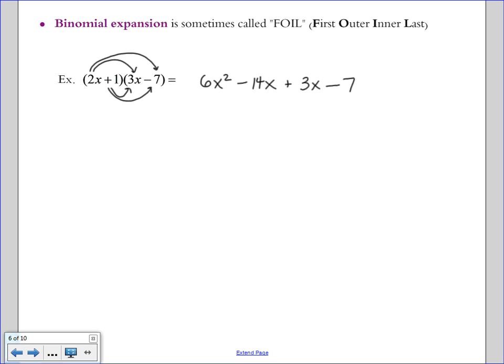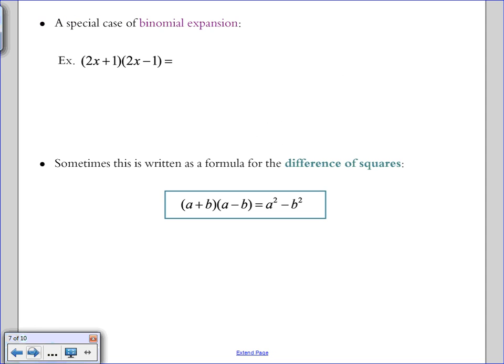And then you look for like terms to combine, and if you've gone in the FOIL order, it's usually the middle 2 terms that are going to be like terms, and then stop when there's nothing else to combine. A special case of binomial expansion is when you're multiplying 2 binomials together that almost look identical, but one has a plus and one has a minus.